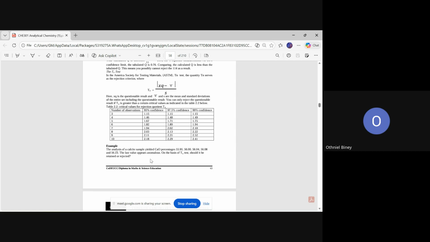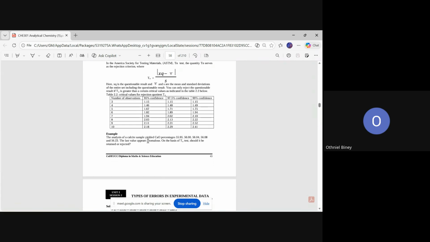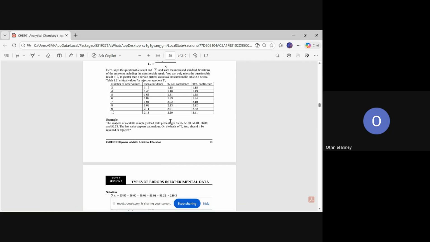Okay, sure. So this is the question, right? The analysis of cow size, and so on. The values are 55.95, 56, 56.04, 56.08, and 56.23. From these values given, do you get it? If we talk about precision and accuracy in these values, you can see that 55.95 and 56 are a bit close to each other.